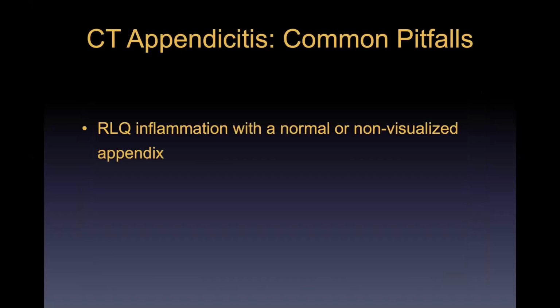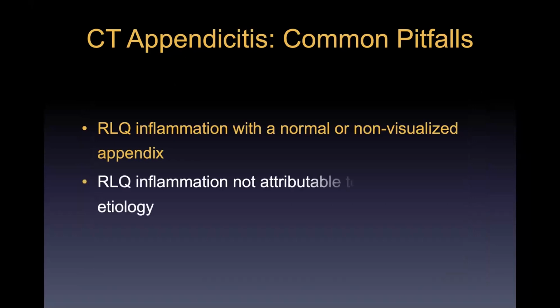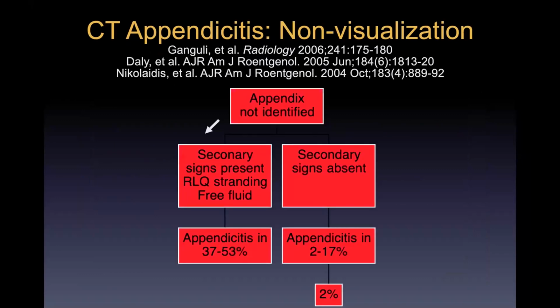Okay, so our last scenario is where we have right lower quadrant inflammation, but we either can't see the appendix or the appendix looks pretty unremarkable. And of course, I'm talking about right lower quadrant inflammation that's not attributable to some other etiology on the scan. So now we're going to go down this other side of the algorithm where we don't see the appendix, but we do have right lower quadrant stranding.